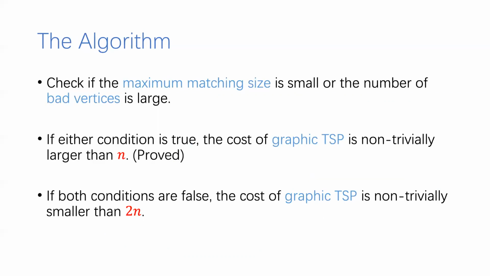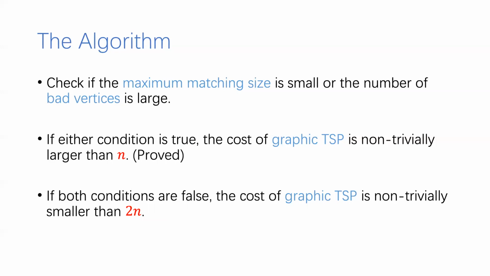Now we describe the algorithm. We approximate the size of maximum matching and also the number of bad vertices. If the maximum matching size is small, or the number of bad vertices is large, then we already know that the graphic TSP size is non-trivially larger than n. But actually, if both conditions are false, the cost of graphic TSP is non-trivially smaller than 2n.